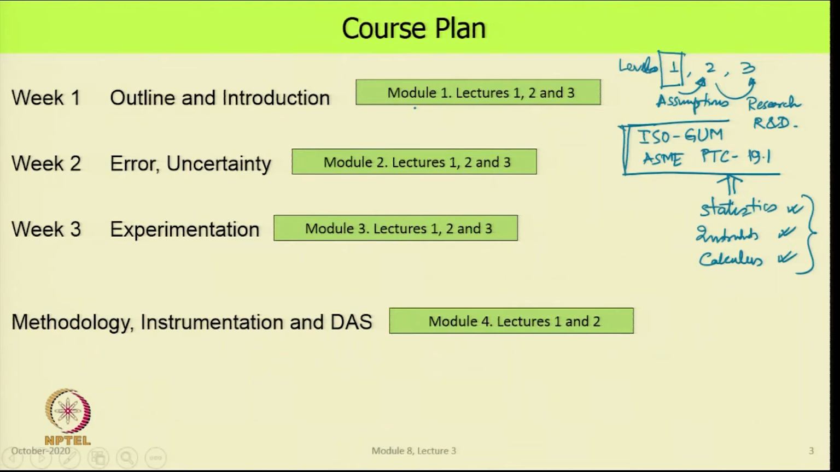After this module, we went into a detailed discussion on what is error, what is uncertainty and what are the implications of these. And here we defined a series of terms related to the broad category of uncertainty. All this was given in module 2.